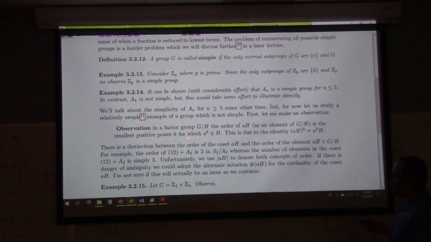Now, this is an important observation. If we're in a factor group, and if we have A, AH, if A to the power K is in H, well, that means essentially that A to the power K times H is the identity coset. So what this says is that the order of the element AH in the factor group is the smallest K for which A to the K is in H, all right? Certainly, if you get to the order of the element itself, that will be equal to the identity, right?